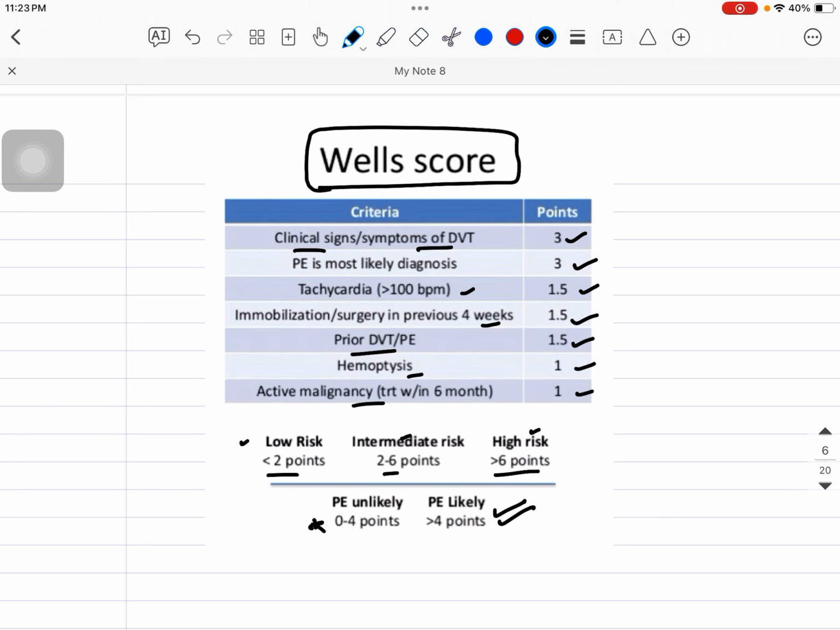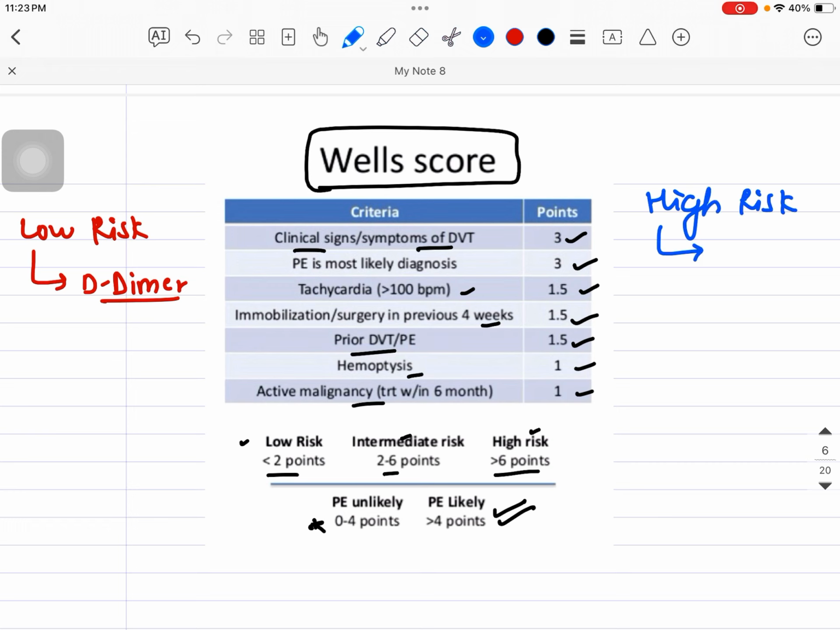And usually, if the patient is low risk, then we go for the D dimer, right? And if the patient is high risk for DVT, high risk for pulmonary embolism, and you have a very strong suspicion that this person might have a pulmonary embolism, then you should go for the helical CT or the CT pulmonary angiography.